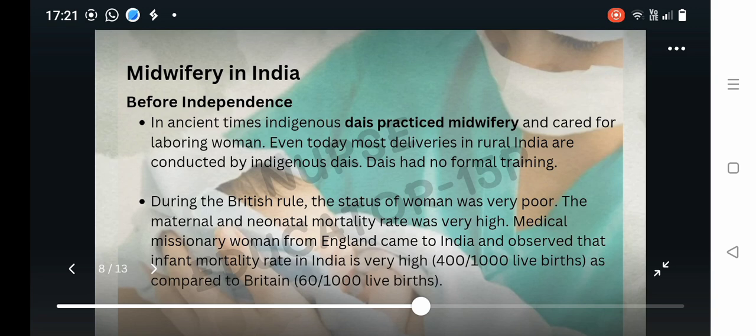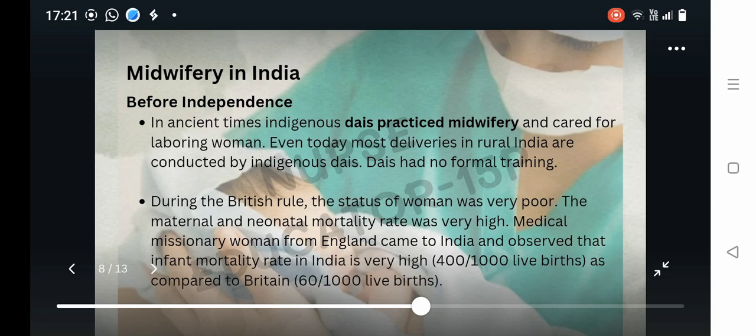in India was practiced before independence. In ancient times, there were indigenous dais who practiced midwifery. A dai is a woman who has already delivered four to five children, and now has more experience in helping other women deliver their babies. These indigenous dais cared for women during labor.